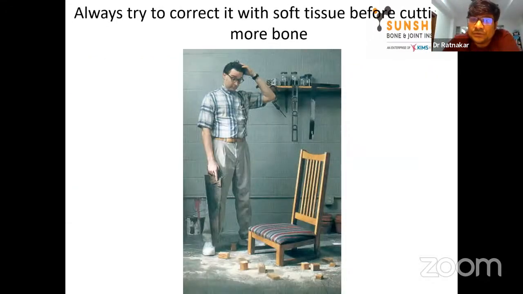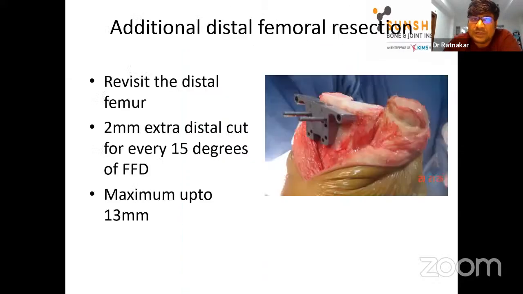Always try to use your soft tissue corrections prior to revision of the bony cuts. In spite of doing all the osteophyte removal, posterior capsular release, and medial MCL release, if you are still not able to attain your correction, then you need to go for a revision of your distal femur cut.